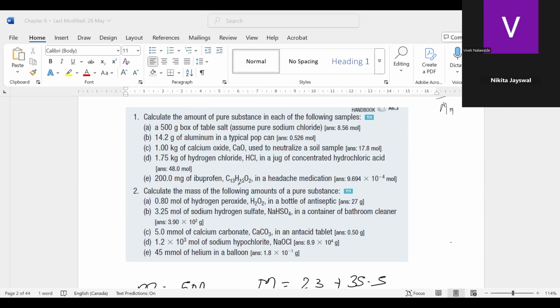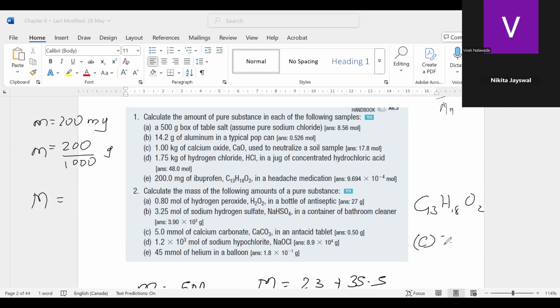17.8. That's correct. Can you do E now? So the formula is given over here. The mass is 200 milligram. So milligram means divide by 1000 to get grams, correct? And the molar mass for C13, H18, O2: carbon multiplied by 13 plus hydrogen multiplied by 18 plus oxygen multiplied by 2.